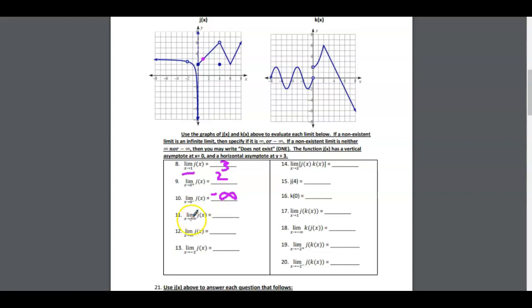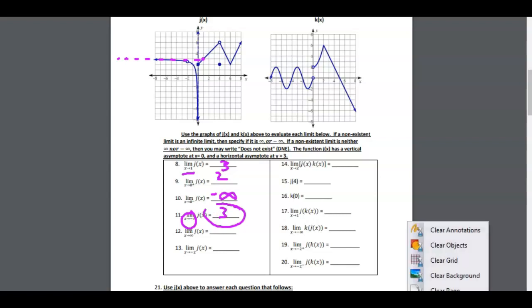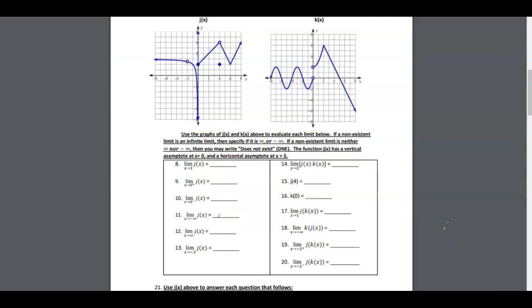Next question, what is the limit of j of x as x approaches negative infinity? This means as I go to the left forever, what y value am I reaching? So as I go to the left forever, it's bottoming out at this horizontal asymptote of y equals 3. I'm going to clear these off so I can have some more writing space. All right, next one.